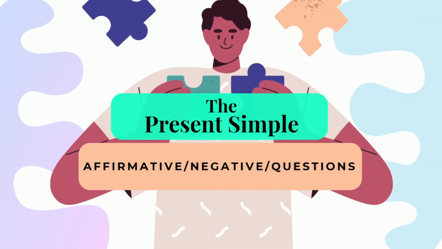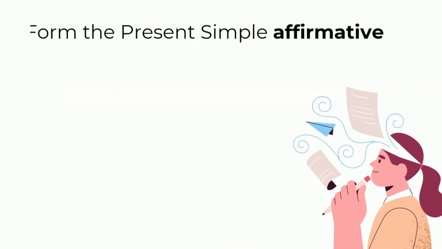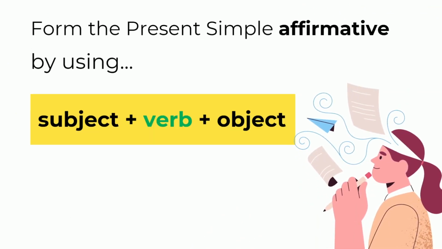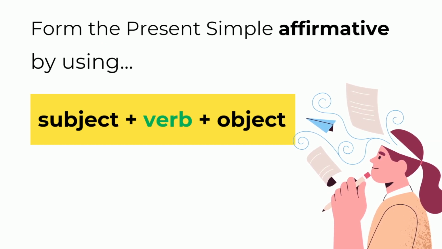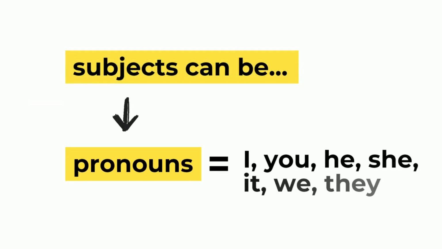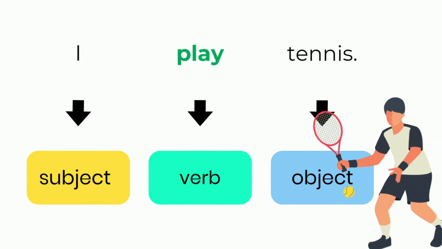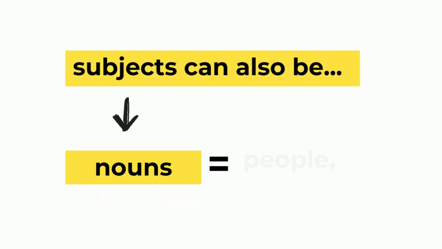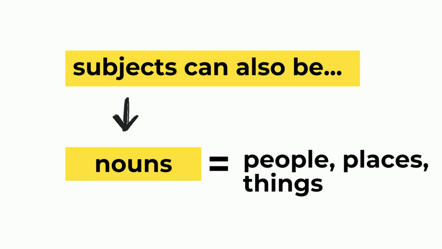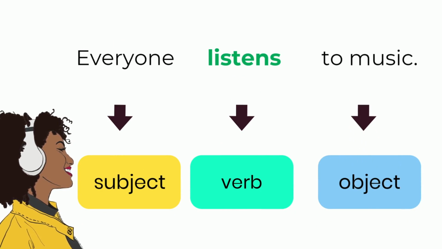The present simple. How do we form the present simple? Form the present simple affirmative by using the subject, the verb, and the object. Subjects can be pronouns, for example, I, you, he, she, it, we, or they. For example, I play tennis. Subjects can also be nouns, that is, people, places, or things. For example, everyone listens to music.